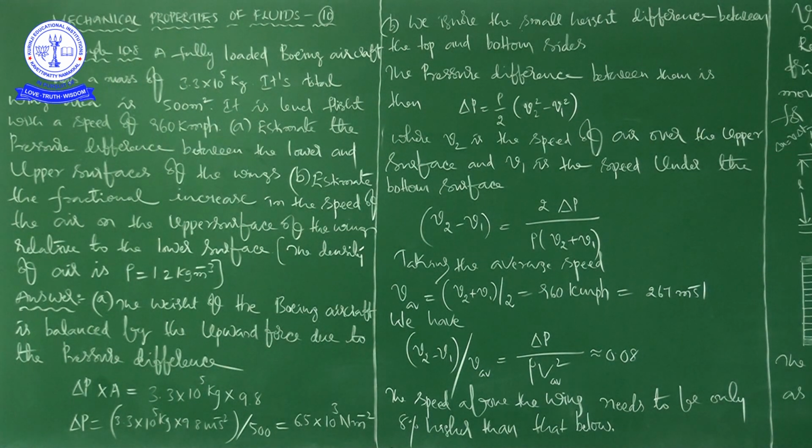ΔP is equal to 6.5 × 10^3 newton per meter square. Next, part B. In case of B, he is asking to estimate the fractional increase in the speed of the air on the upper surface of the wing relative to the lower surface.